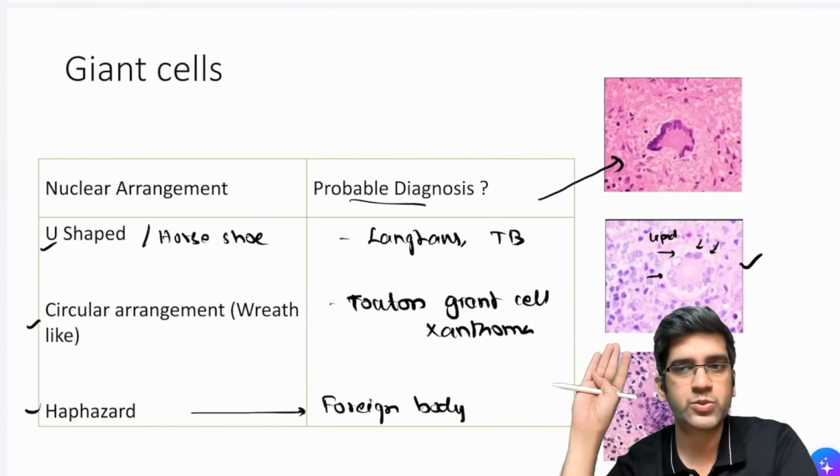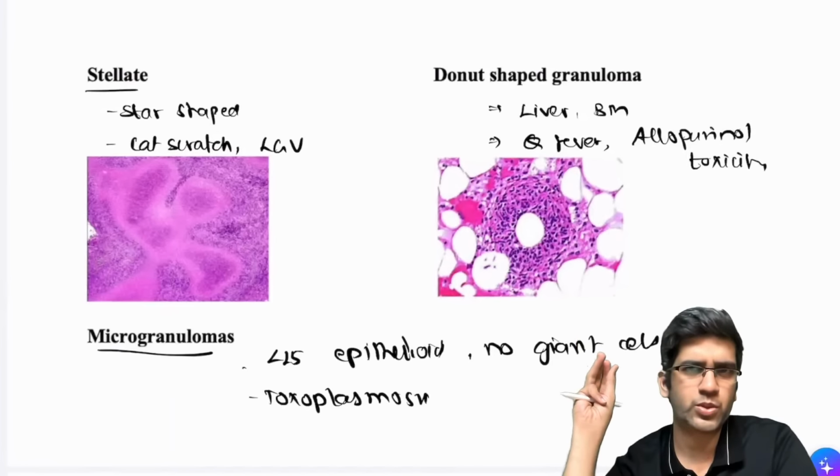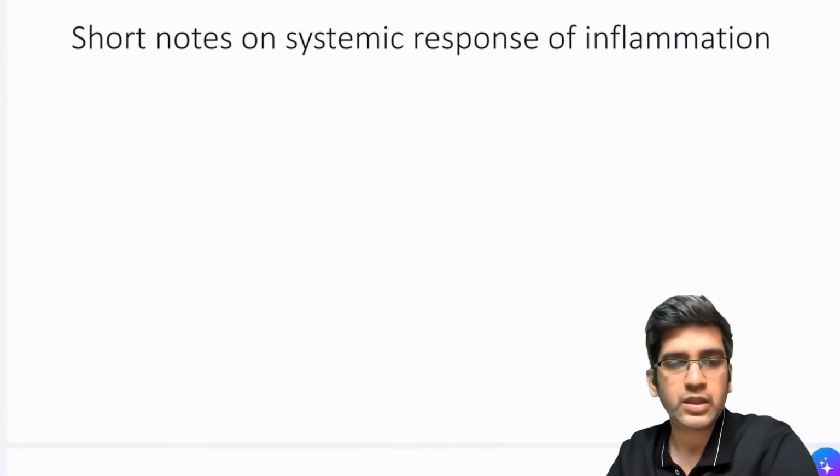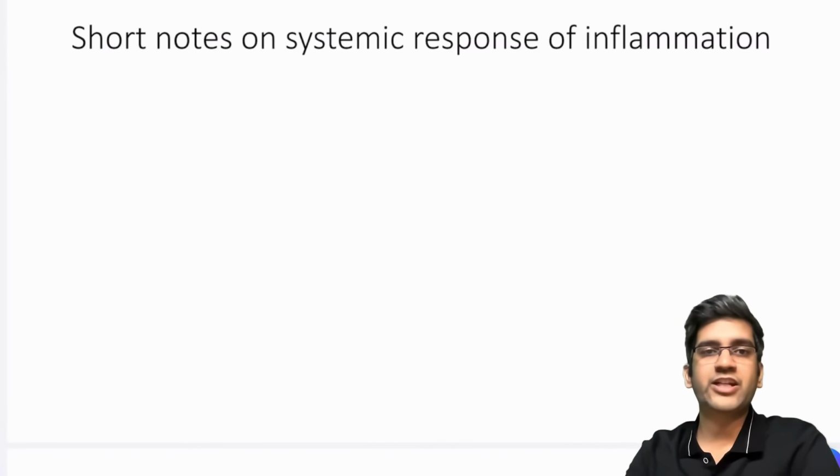Fine. Giant cells, we know the subtypes, we know special granulomas as well. More than enough for your granuloma formation. Fine. Now the third one. Write a short note on systemic response to inflammation.